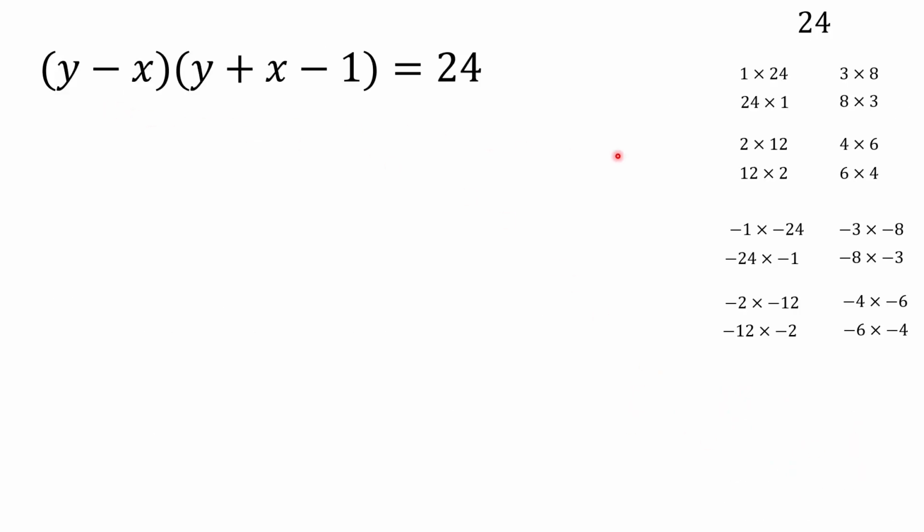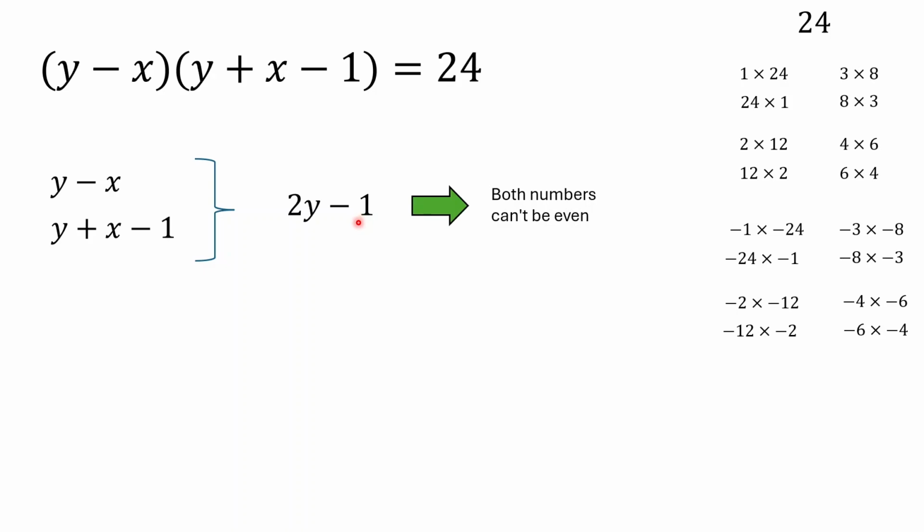Okay, so here is the equation. We have these possibilities. Now let us look at each individual term. If we add them together, what happens? Obviously x will disappear, and we get 2y minus 1. Now the conclusion we can draw is that both of these numbers cannot be even, because if they are both even, when we add them together, it should also be even. But this is an odd number. That means we can get rid of all the possibilities where both of them are even.